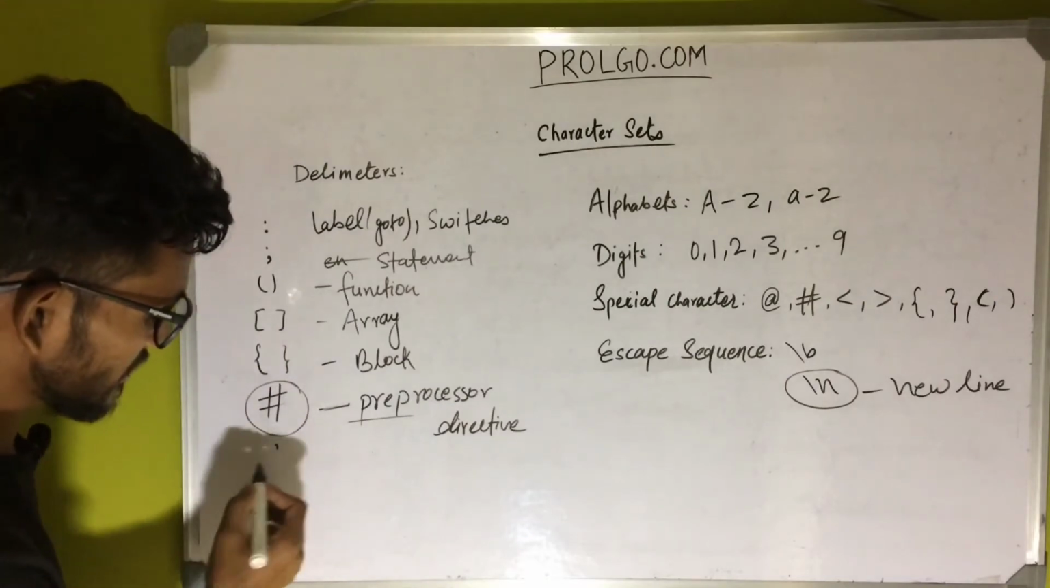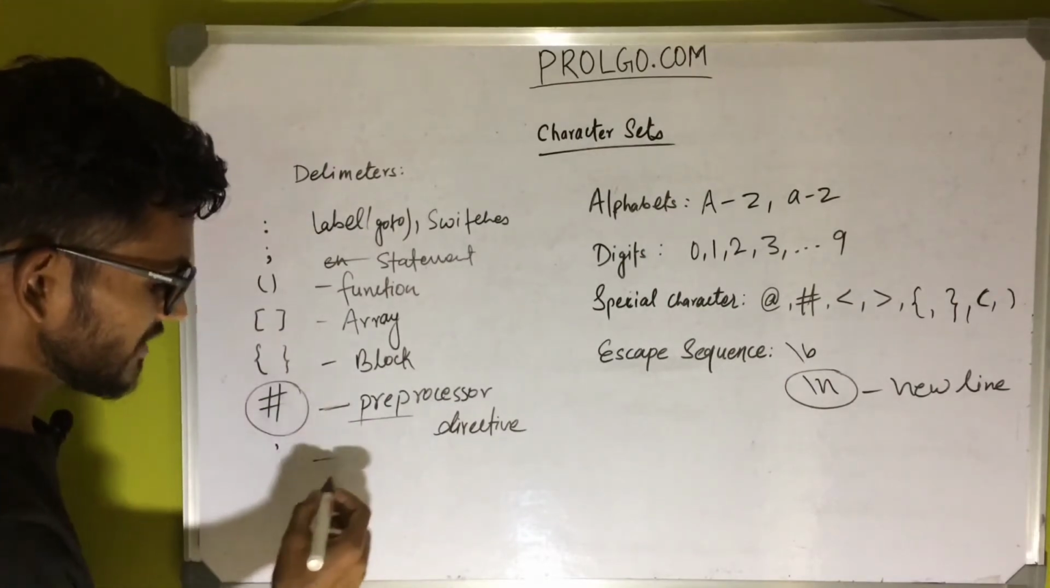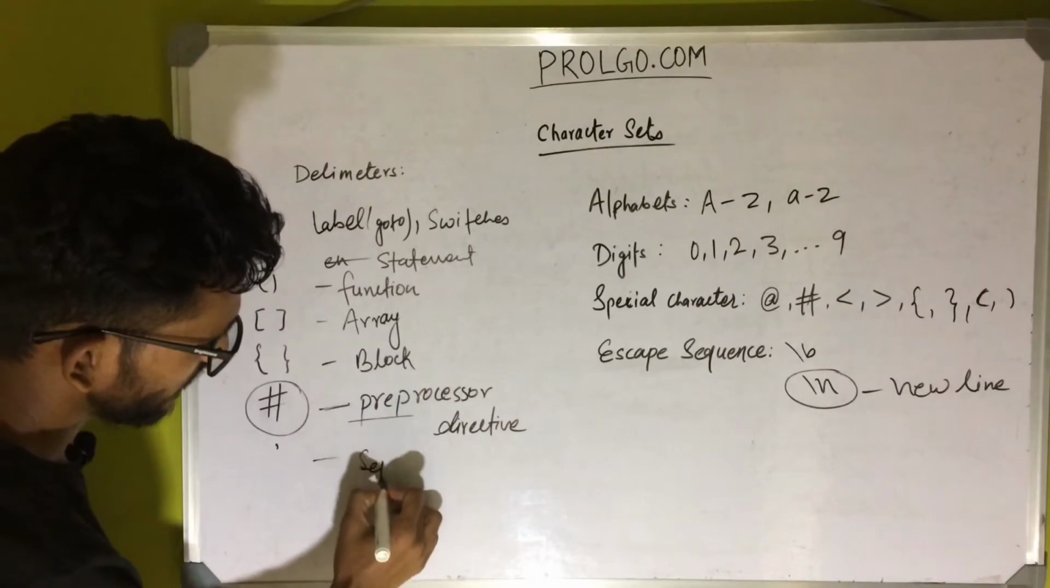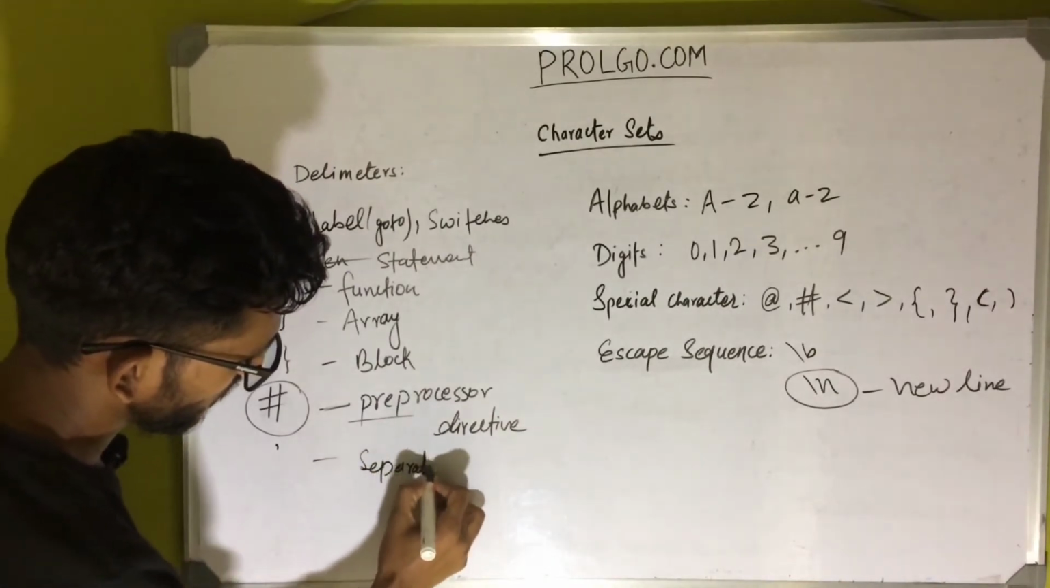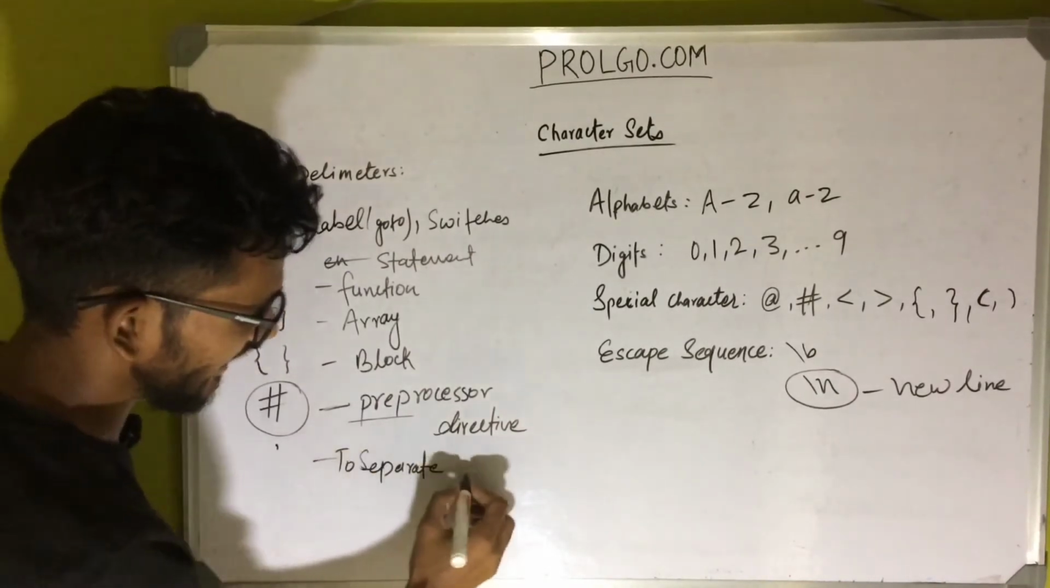And this is the comma. This is generally used to separate variables.